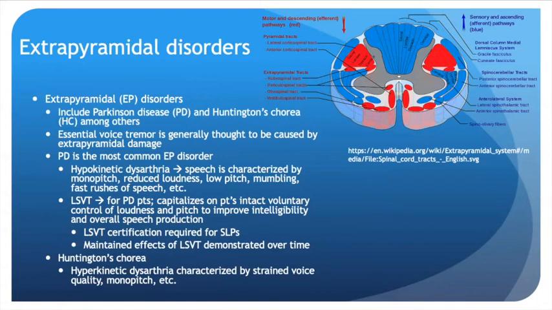This is oftentimes addressed with LSVT LOUD for Parkinson's disease patients. It capitalizes on the patient's intact voluntary control of loudness and pitch to improve intelligibility and overall speech production, concentrating on increasing the loudness of the voice. LSVT certification is required for SLPs. One of the good things about LSVT therapy is that maintained effects of therapy have been demonstrated over time with many different studies. Huntington's chorea is a hyperkinetic dysarthria characterized by strained voice quality and monopitch.